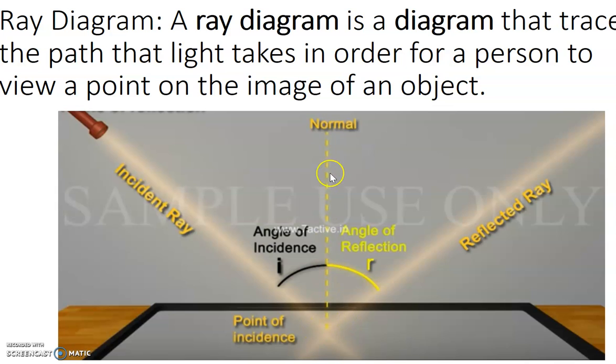Now, if you draw a normal, which is a perpendicular imaginary line drawn in order to understand the angles formed, in between, you can see an angle which is made from the normal to the incident ray. This angle is called the angle of incidence, and it is represented as I. Now the angle between the normal and the reflected ray is called the angle of reflection, represented as R.